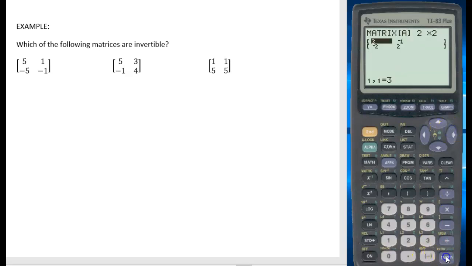I'm going to just put it in as matrix A. It doesn't matter what you're calling it. Just remember what it is. So 1155. Quit. And it was matrix A, so let me grab matrix A.